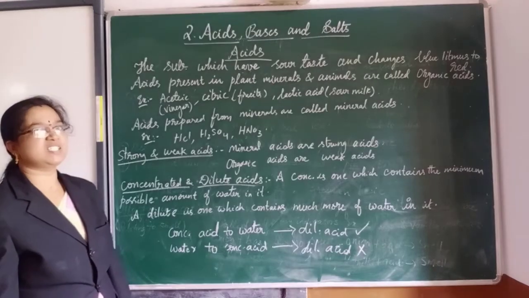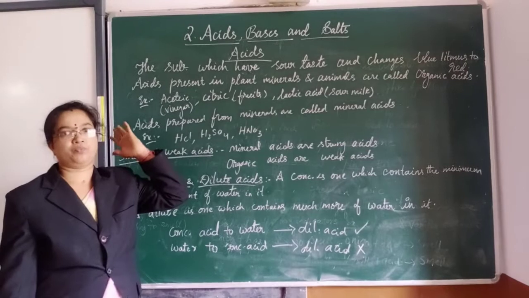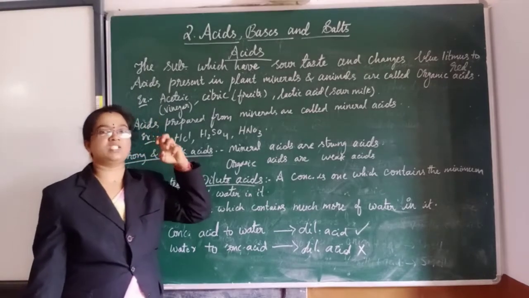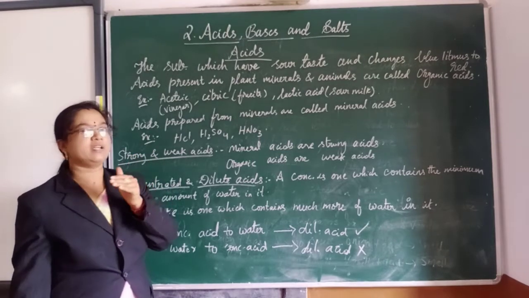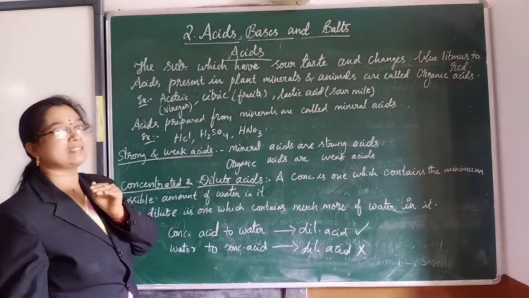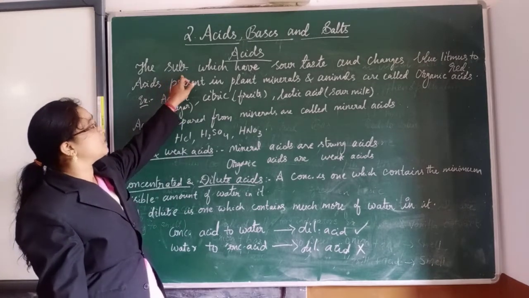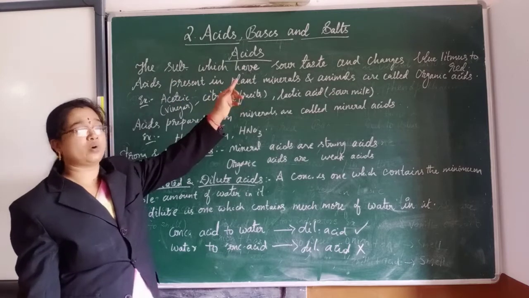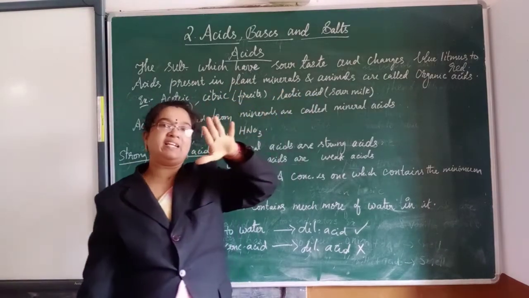We are going to discuss the first topic, that is acids. Okay, so what are acids generally? Each and every substance will have some particular characteristic, isn't it? So what are the general characteristics of acids? See here, the substance which has a sour taste and changes blue litmus to red litmus.